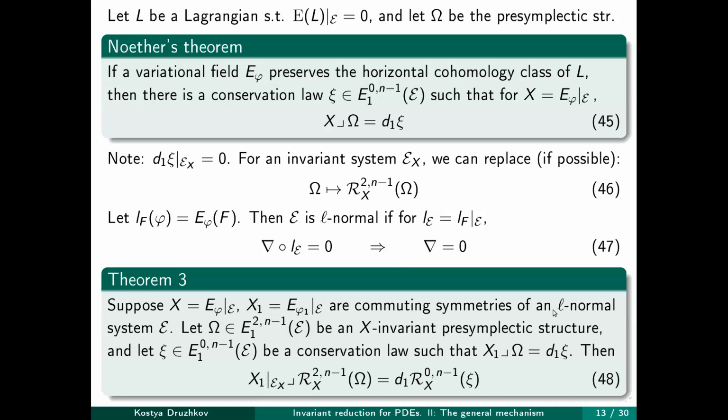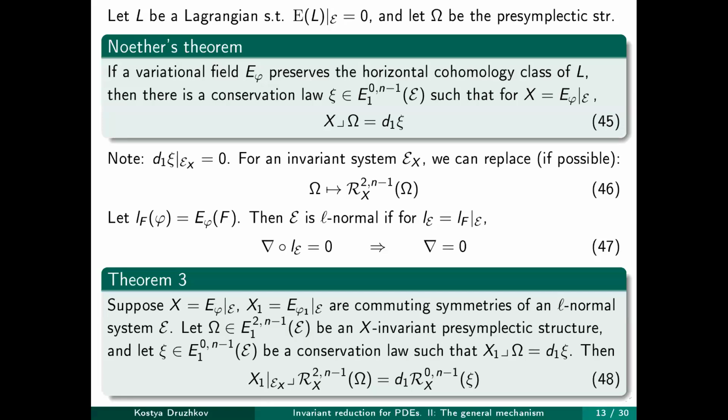variational symmetries of an L-normal system epsilon, and let omega be an X-invariant presymplectic structure. And let Xi be a conservation law such that X1 is a Noether symmetry, that is, it corresponds to a conservation law, and in this case, it corresponds to the conservation law Xi. Then we get the formula 48.